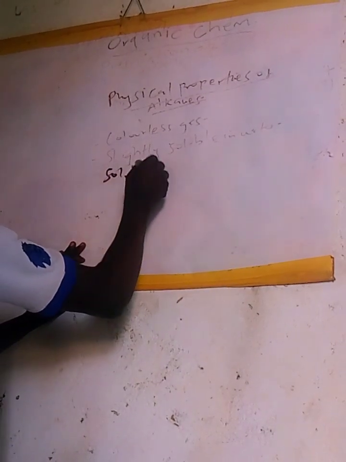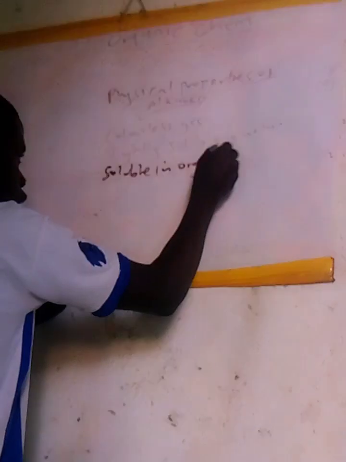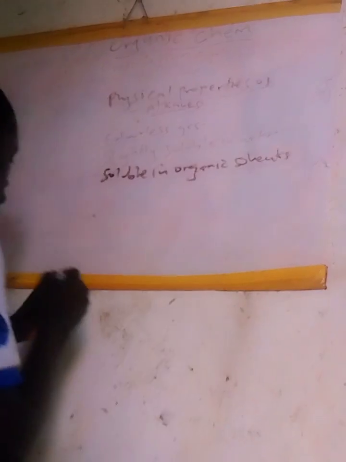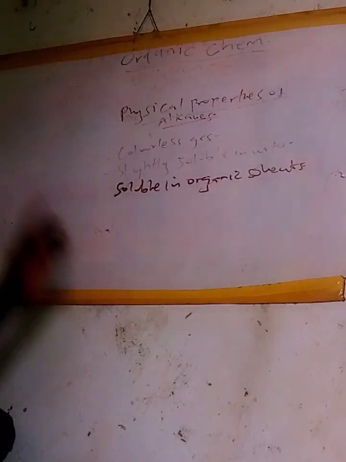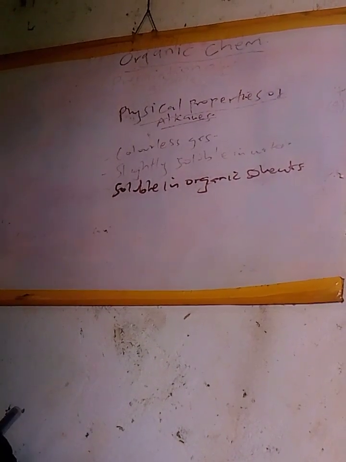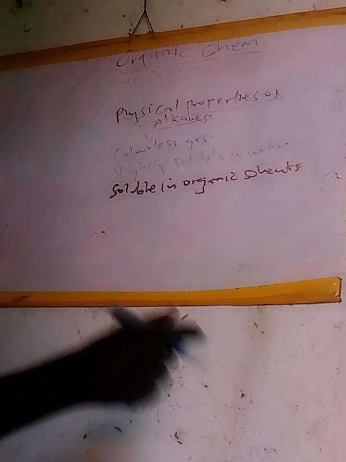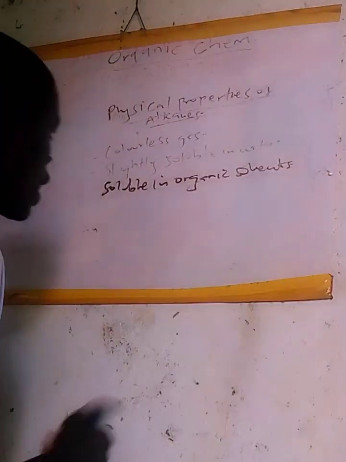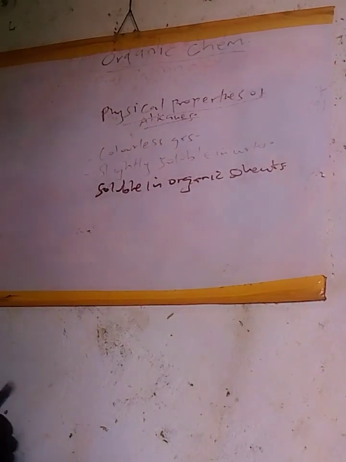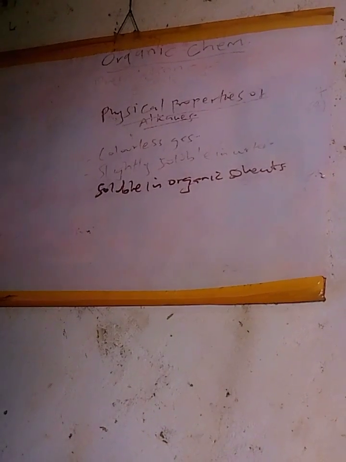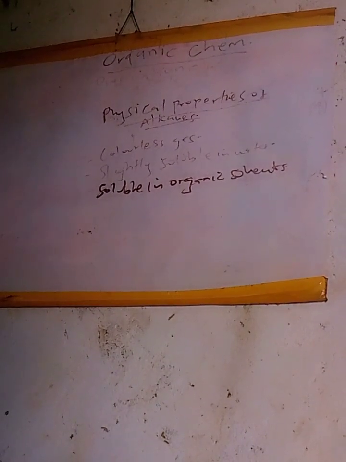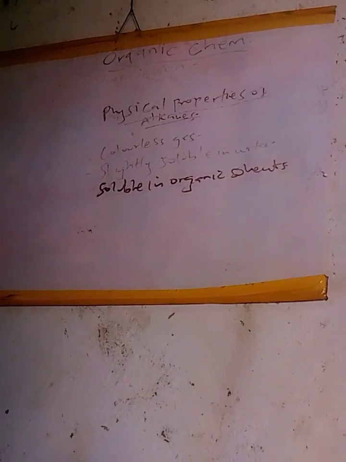So they are soluble in organic solvents. What are organic solvents? These are examples of organic solvents: ethanol, tetrachloromethane. So they are soluble in those organic solvents like ethanol because of the bonds that exist between the atoms. So they are soluble in organic solvent, but not in water. Then we have another one, like methane, less dense than air.